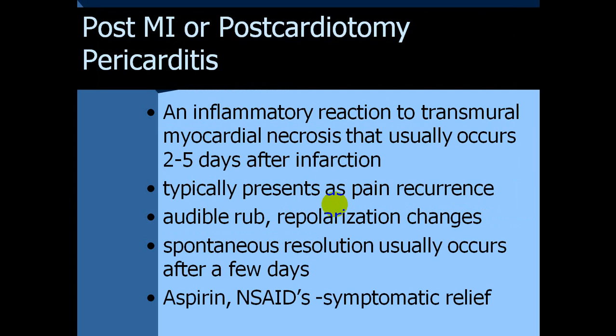Post-myocardial infarction and post-cardiotomy pericarditis. Post-myocardial infarction pericarditis is an inflammatory reaction to transmural myocardial necrosis that usually occurs 2 to 5 days after infarction. It typically presents with pain, a recurrent audible rub, and repolarization changes on ECG, with ST segment elevation. Spontaneous resolution usually occurs after a few days. Aspirin or a non-steroidal anti-inflammatory drug gives symptomatic relief.